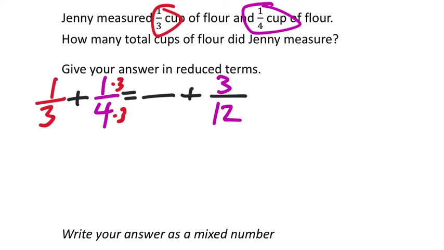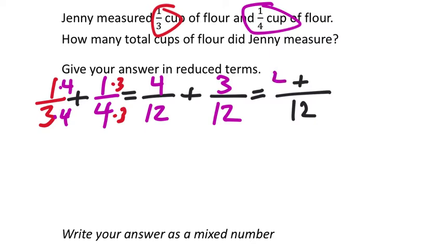But I take the 4 in the second denominator and multiply it in the numerator and denominator of the first fraction. So that changes 1/3 into 1 times 4 is 4 in the numerator, 3 times 4 is 12 in the denominator. And now we have denominators that match at 12. We just need to add the two numerators together, 4 and 3.